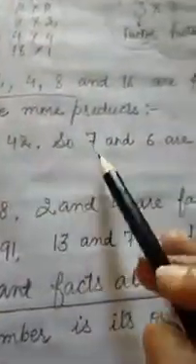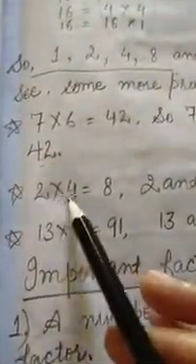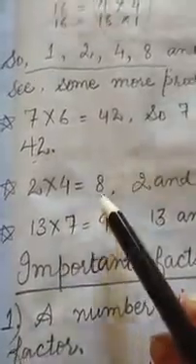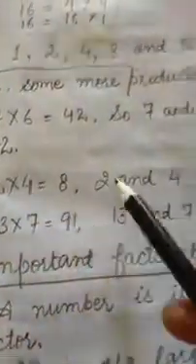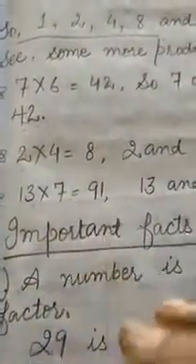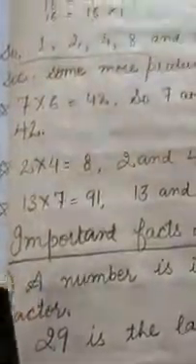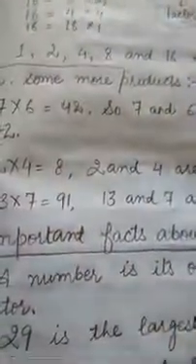7 multiplied by 6 is equal to 42, so we can say 7 and 6 are factors of 42. Here 2 multiplied by 4 is equal to 8, so here you can say 2 and 4 are the factors of 8. Now here 13 multiplied by 7 is equal to 91, so we can say 13 and 7 are factors of 91. Now students, I hope you have understood what factors are.